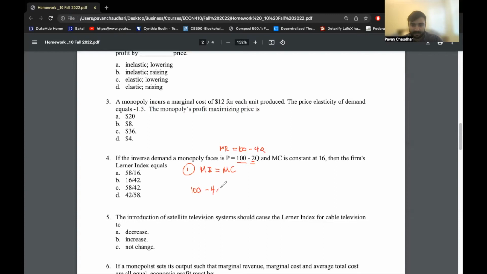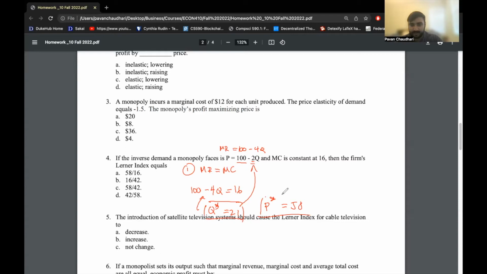So we get minus 4Q, and then that equals 16. Solve for Q, you get Q equals 21. And now we just need to plug back in to get P. Be careful here: you don't plug back into the marginal revenue, because that will give you marginal revenue. You plug back into the demand curve, which will give you price. So if we plug back in there, we get P is 58.